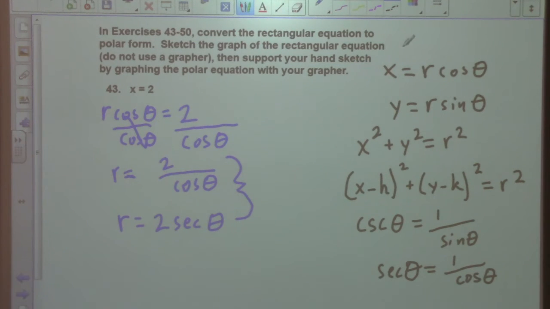This says sketch the graph of the rectangular equation. Do not use a grapher. And so we can do that. Here's our rectangular equation, which is x equals 2. So we write this down. I'm going to do the sketch, the dashed line. So there it is. That's x equals 2. And then it says support your hand sketch by graphing the polar equation with your grapher.